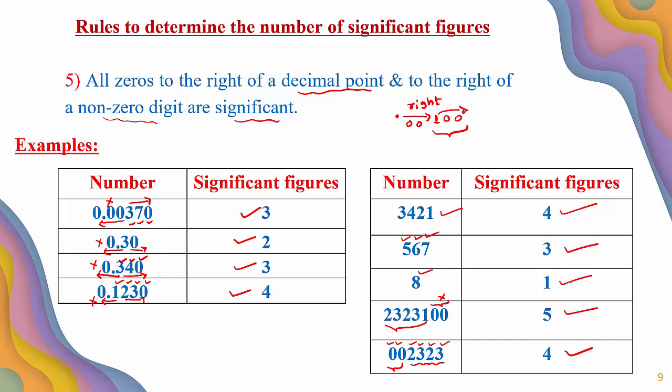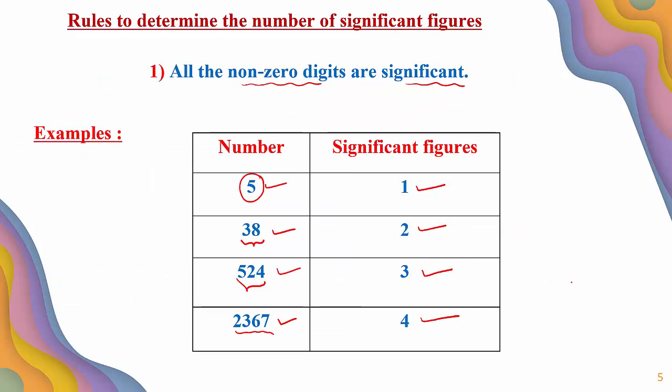So, these 5 rules we have to utilize when we are going to determine the number of significant figures. If any number, any digit or any measurement value is given, and they ask to find how many significant figures are present, at that time these 5 rules are very important to remember. What is the first rule? All non-zero digits are significant. That means except 0, all the non-zero digits are significant.